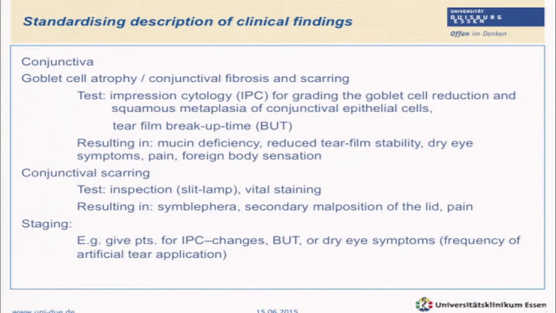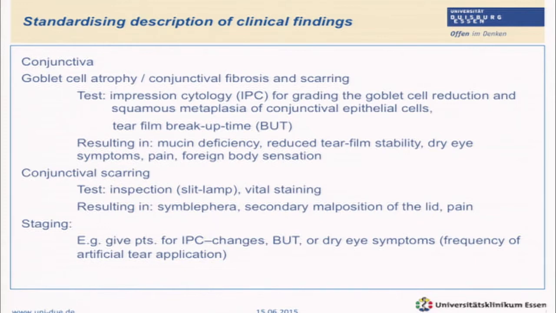If you go to the conjunctiva, we have the goblet cell atrophy, which also affects the tear film. And we can show that in the impression cytology, which is a histology of the conjunctival epithelium. You can show the goblet cell reduction and also the squamous metaplasia of the epithelial cells. And you can have a clinical test by the tear film breakup time to show the stability of the tear film again. The goblet cell atrophy results in a mucin deficiency in the tear film, and again in reduced tear film stability and in increased dry eye symptoms.